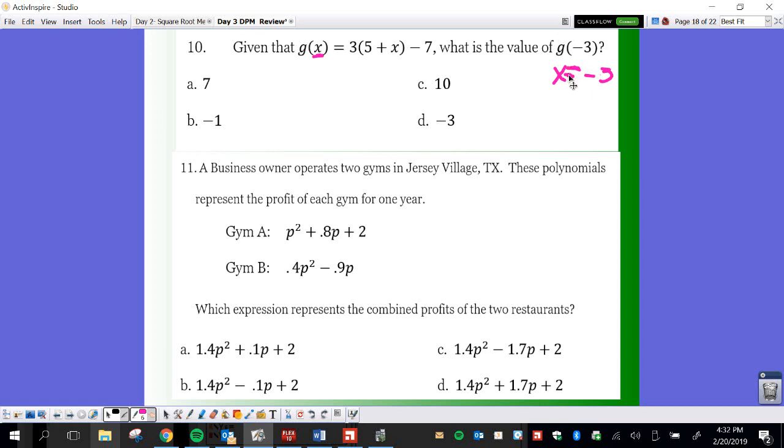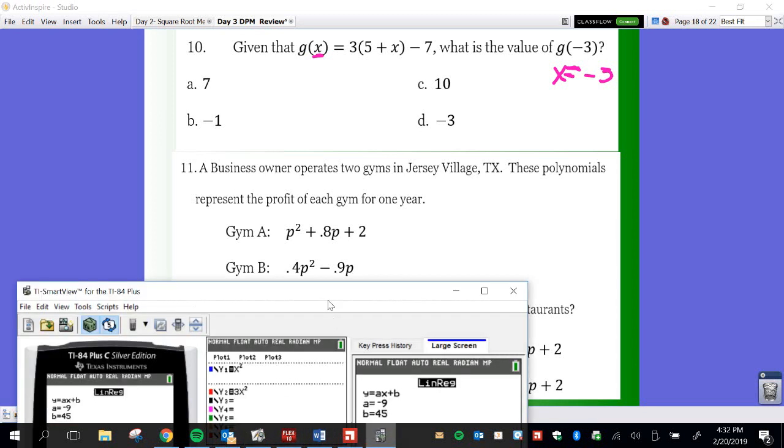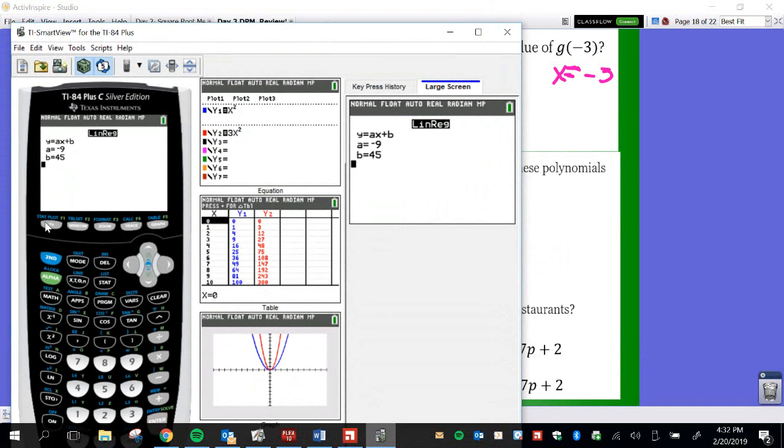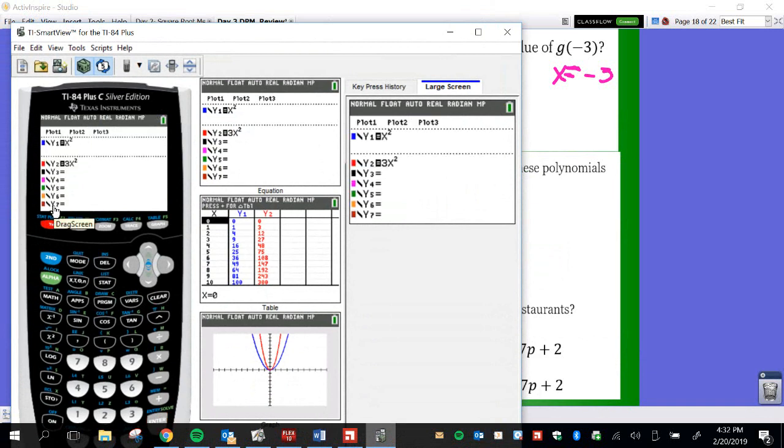Okay, so using our calculator, we are going to go to y equals, and we're just going to input our function here. So that is 3 times x plus 5, and then minus 7. And I don't want that square up there, so I'll delete that.